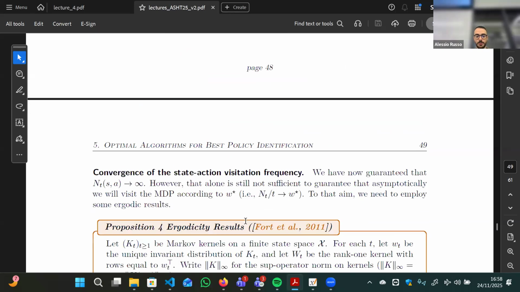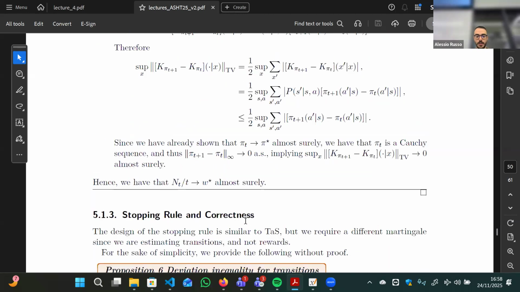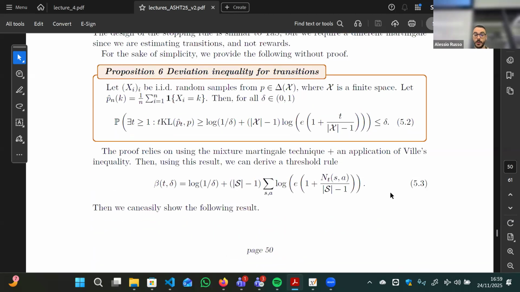The threshold rule that we can prove is given in equation 5.3. The structure is very similar to the one we had in the bandit case. We have log 1 over delta plus the number of states minus 1, summed over state actions of the logarithm of a quantity that depends on the number of visits to state S and action A.